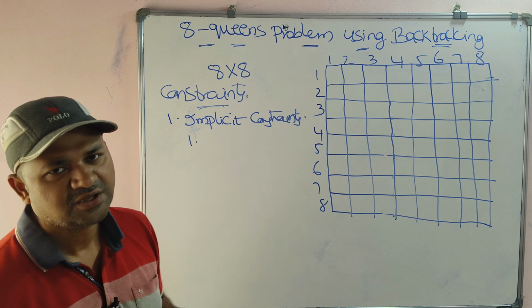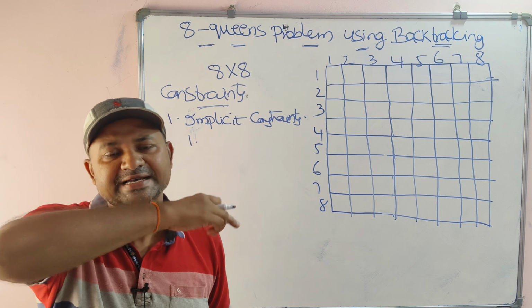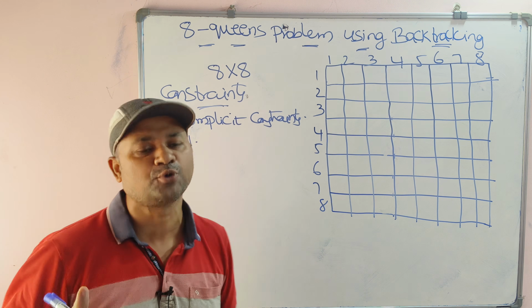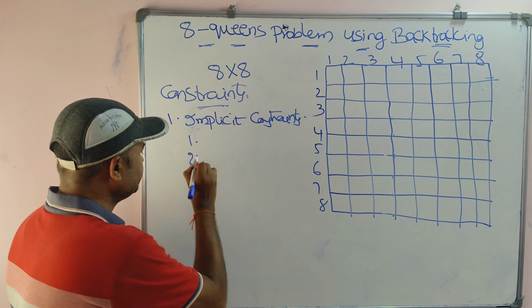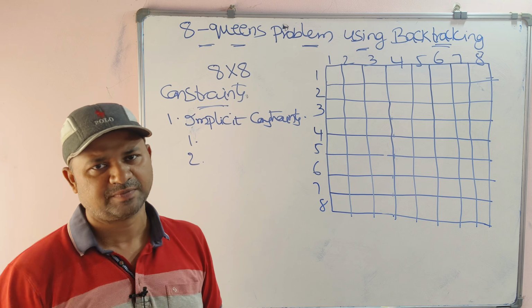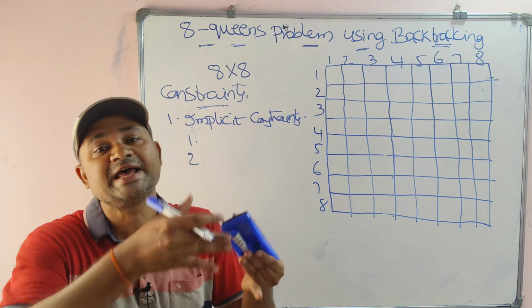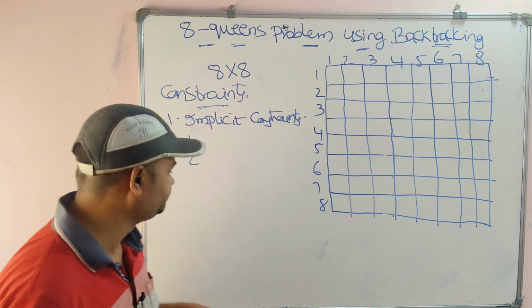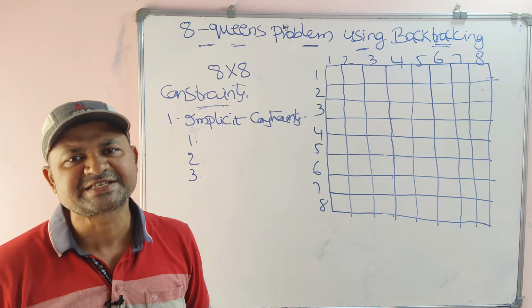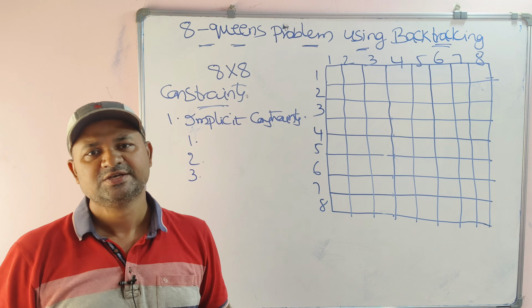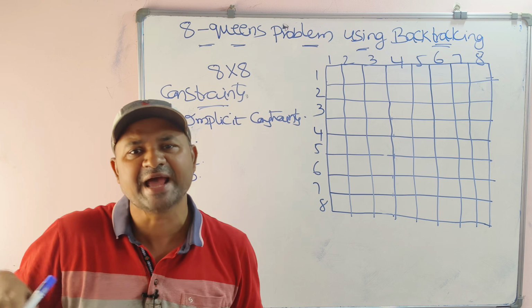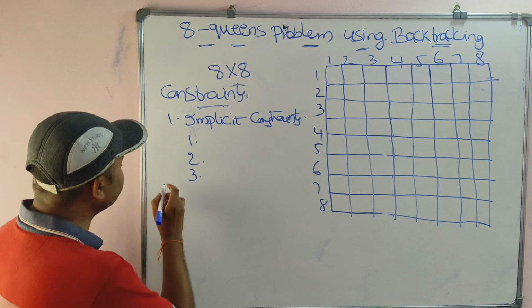First one is no two queens are in the same row. So we can't place two queens in the same row. Second constraint, no two queens are in the same column. So we can't place more than one queen in the same column. Next, third constraint, no two queens are in the same diagonal. So we can't place more than one queen in the same diagonal. So these are the implicit constraints.